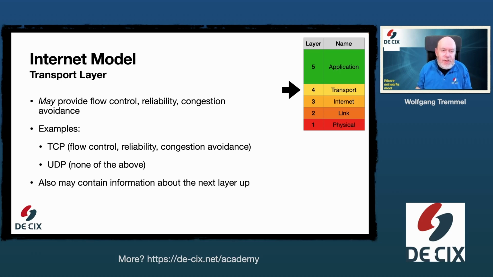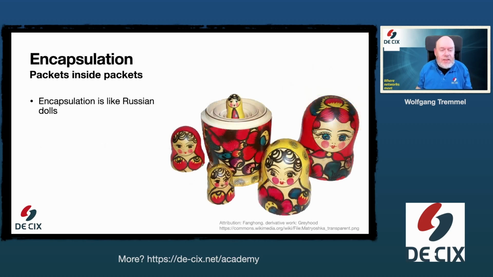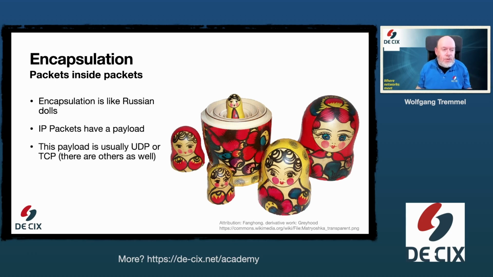And with all these layers and this encapsulation, this is all like the Russian dolls. So we have a payload inside something, inside we have another payload. So IP packets have a payload, and this payload is usually UDP or TCP. And of course, the UDP and TCP part again has a payload, which is then part of an application. So we have a UDP packet inside an IP packet.